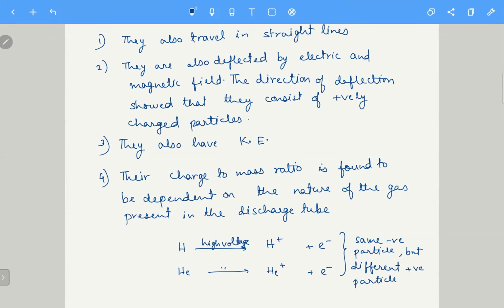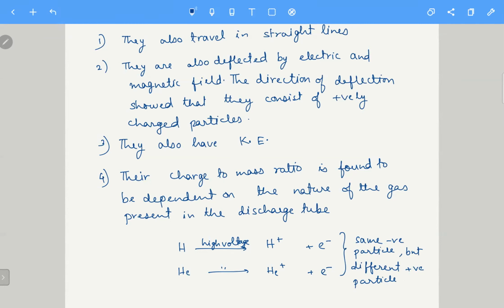As the negative particle is the same, the charge by mass ratio of cathode rays is a constant. It is independent of the gas taken. But the positive particles are different. The charge by mass ratio of positive particles is found to be different for different gases. Effectively, the charge is +1, and maybe +2 in some cases.